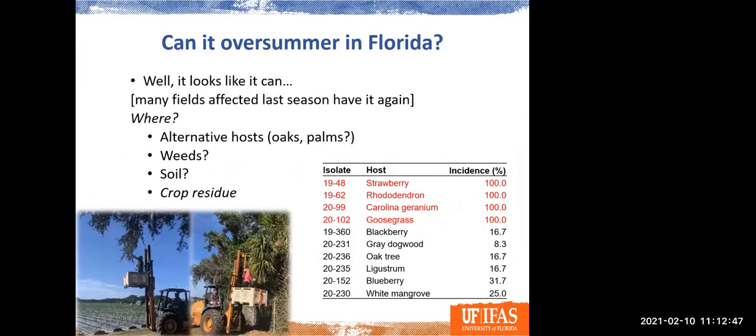One question we were getting a lot last season was whether this fungus would be able to over summer in Florida. And well, it looks like it can, and it looks like it did, since many of the fields that were affected last season seem to have it again this season, which is unfortunate. So the question now is, where is it surviving: alternative hosts, weeds, soil, crop residue?